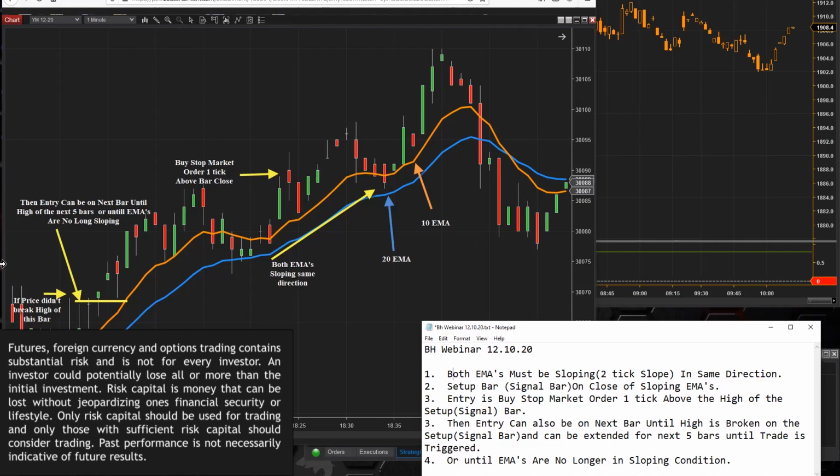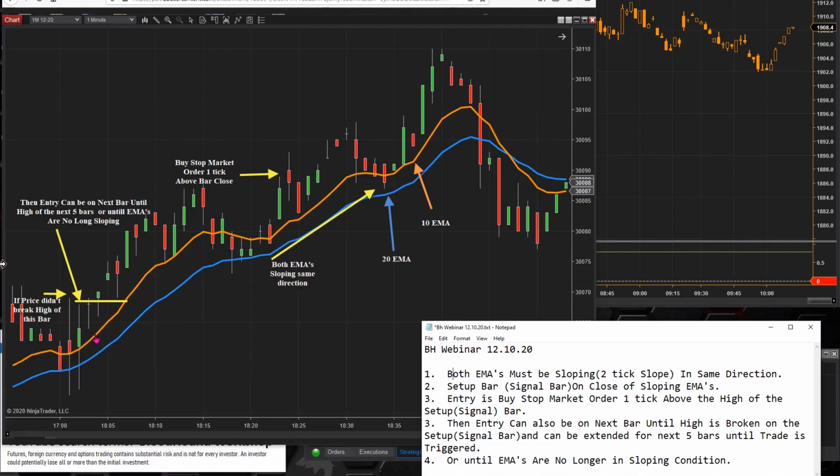Okay, so I think the first part of your system is we're waiting on the first bar where both of these moving averages are sloping up together or sloping down together. That creates the setup bar. So once we have the setup bar, let's see here. So yeah, this green bar is the setup bar, it looks like.